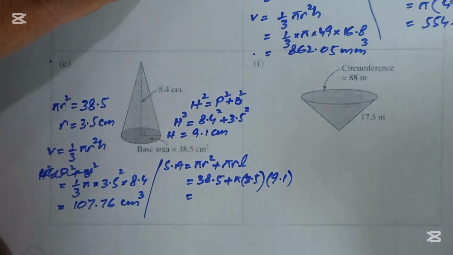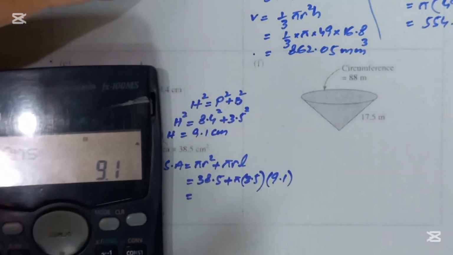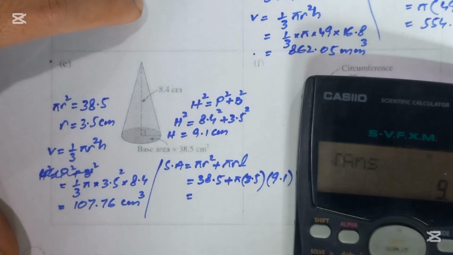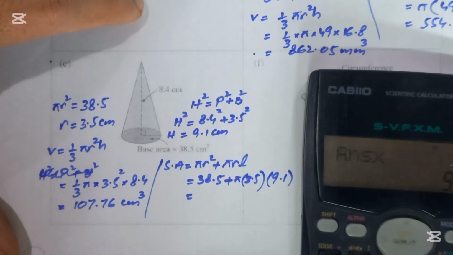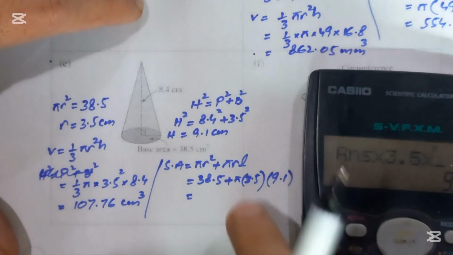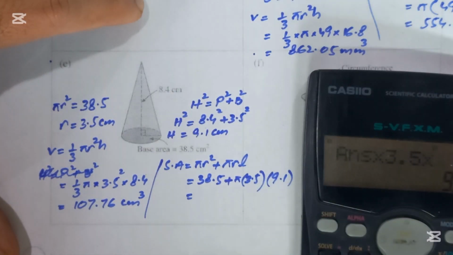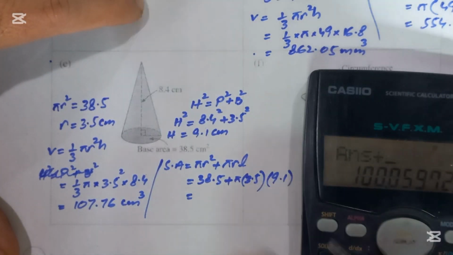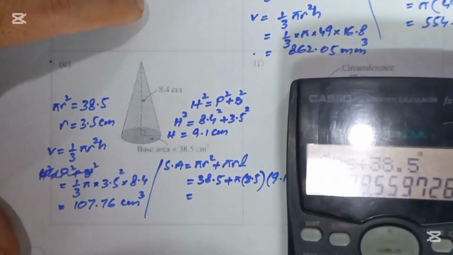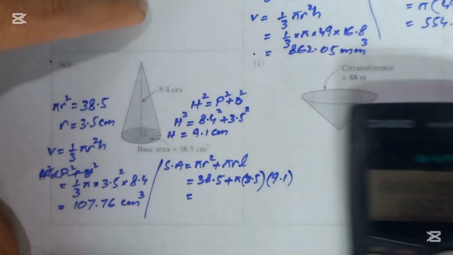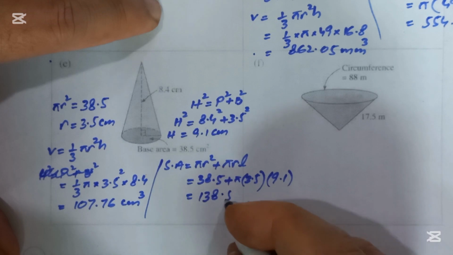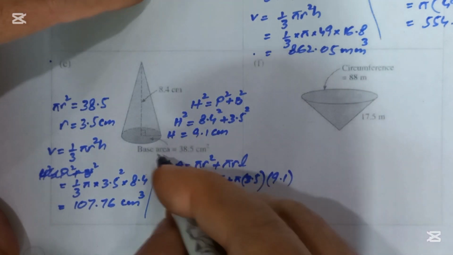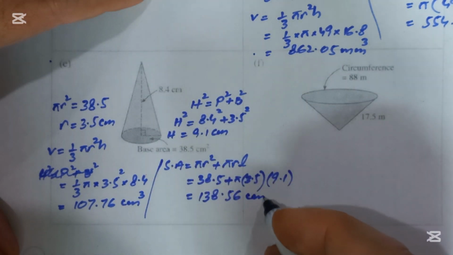At this point we will use the calculator. 9.1 multiplied by 3.5, multiplied by pi, equal, plus 38.5, and the answer is 138.56. The unit for the surface area will be centimeter square.